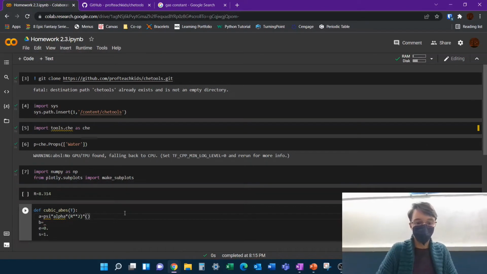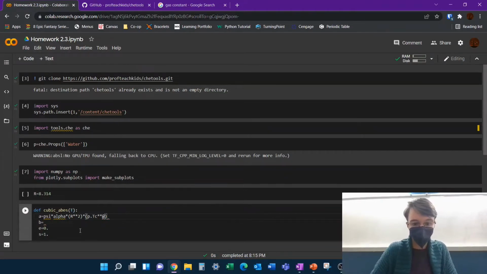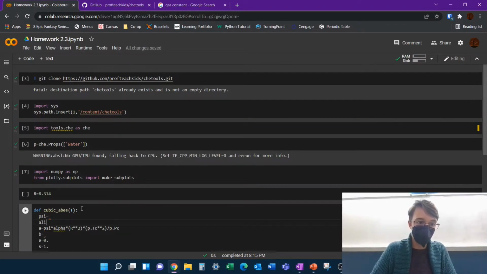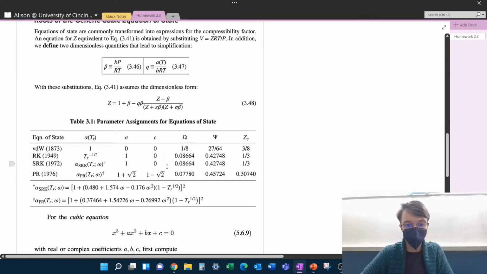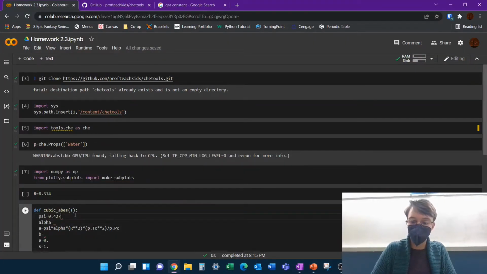To get the critical temperature, we're going to need to do P.TC. So that's going to give us the critical temperature. That's just calling this function up here for the properties. And then we're going to want to square that, and then divide it by the critical pressure. So this is going to be very similar: P.PC, that's critical pressure. All right. So now let's define psi, and we need to define alpha. So we'll come back over here and, alright, here's psi. So psi for the SRK equation is 0.42748. So we'll put that in there.